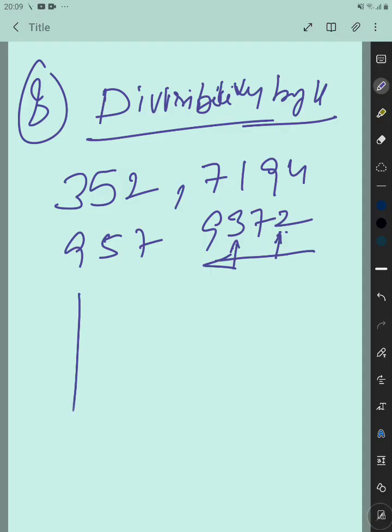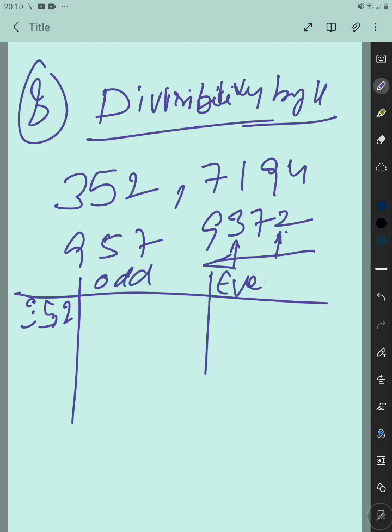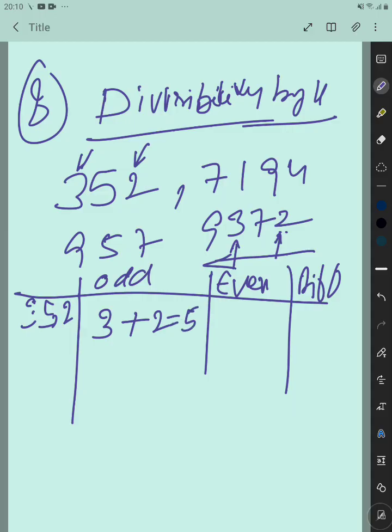So we'll take each number. Here we have taken 352. What is at odd place and what is at even place? First we take the odd places: at first place it is 2, and at third place it is 3. So 3 plus 2, what are we getting here? We are getting 5.